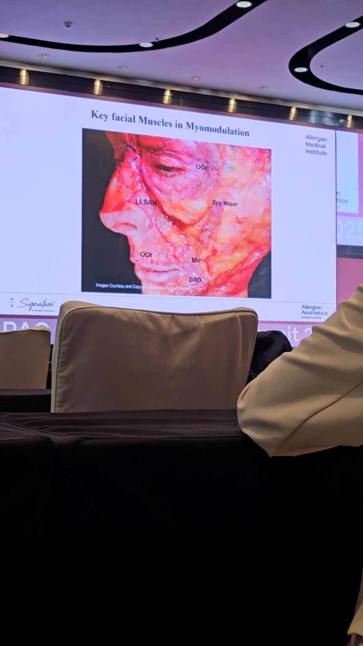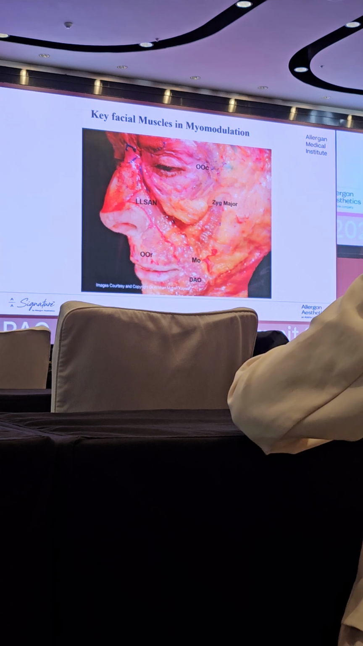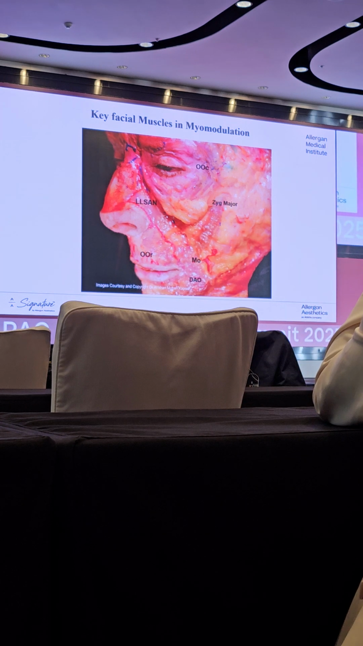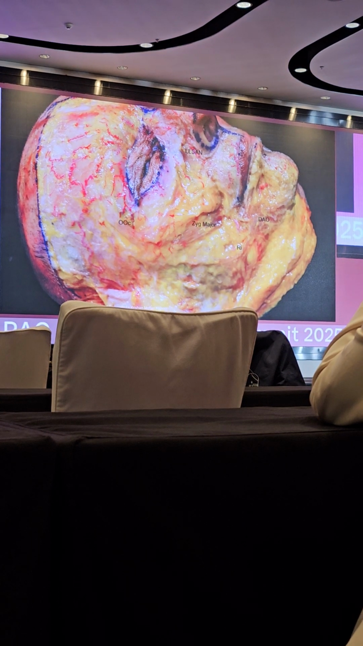Which are the key muscles in myomodulation? So we have LLSAN, orbicularis oris. Then we have DAO, zygomaticus major muscle, orbicularis oculi. And in the next slide, I'll show you depressor septi also. So these are some key muscles which we target while we are doing myomodulation. Here again, you can see LLSAN right next to the ala, zygomaticus major, risorius, DAO muscle.